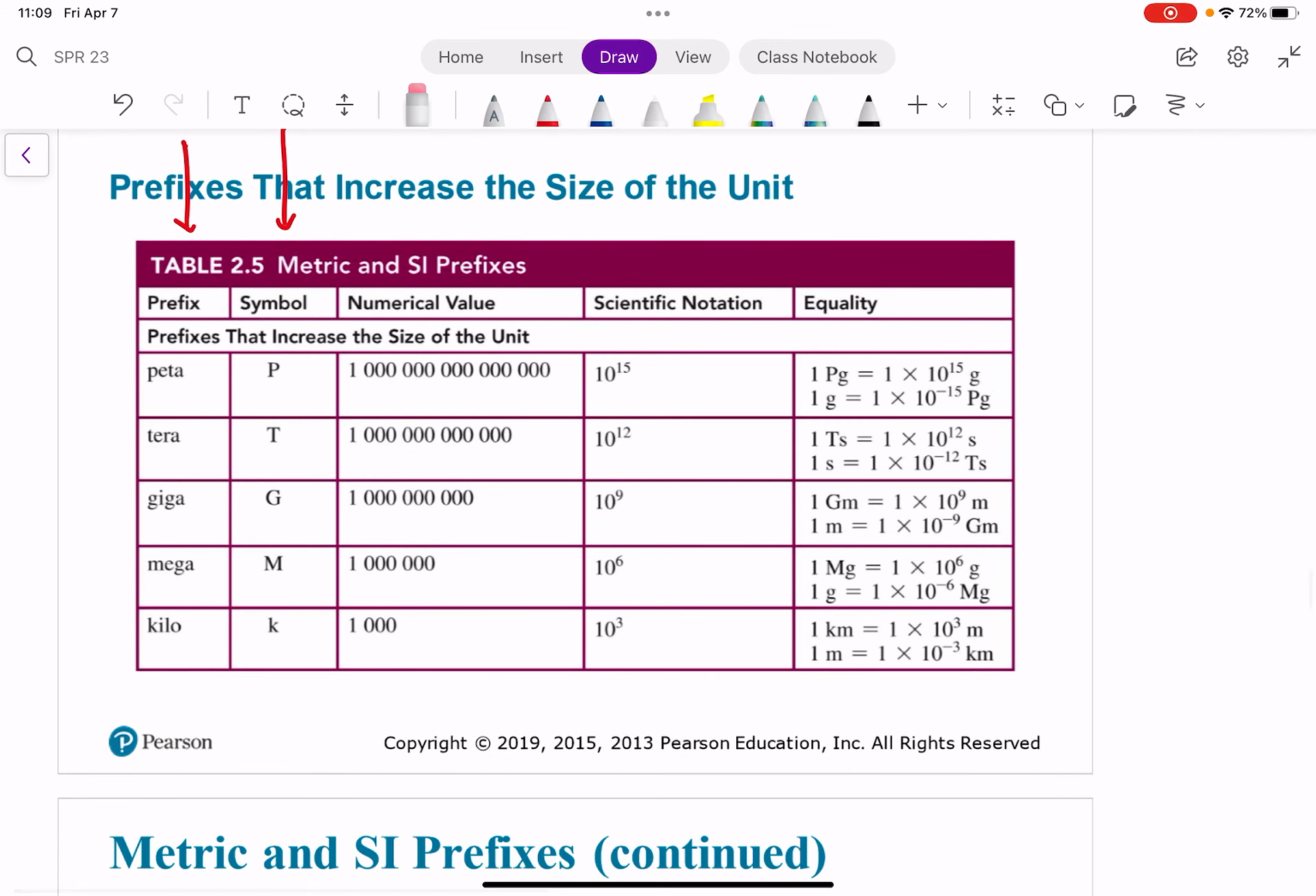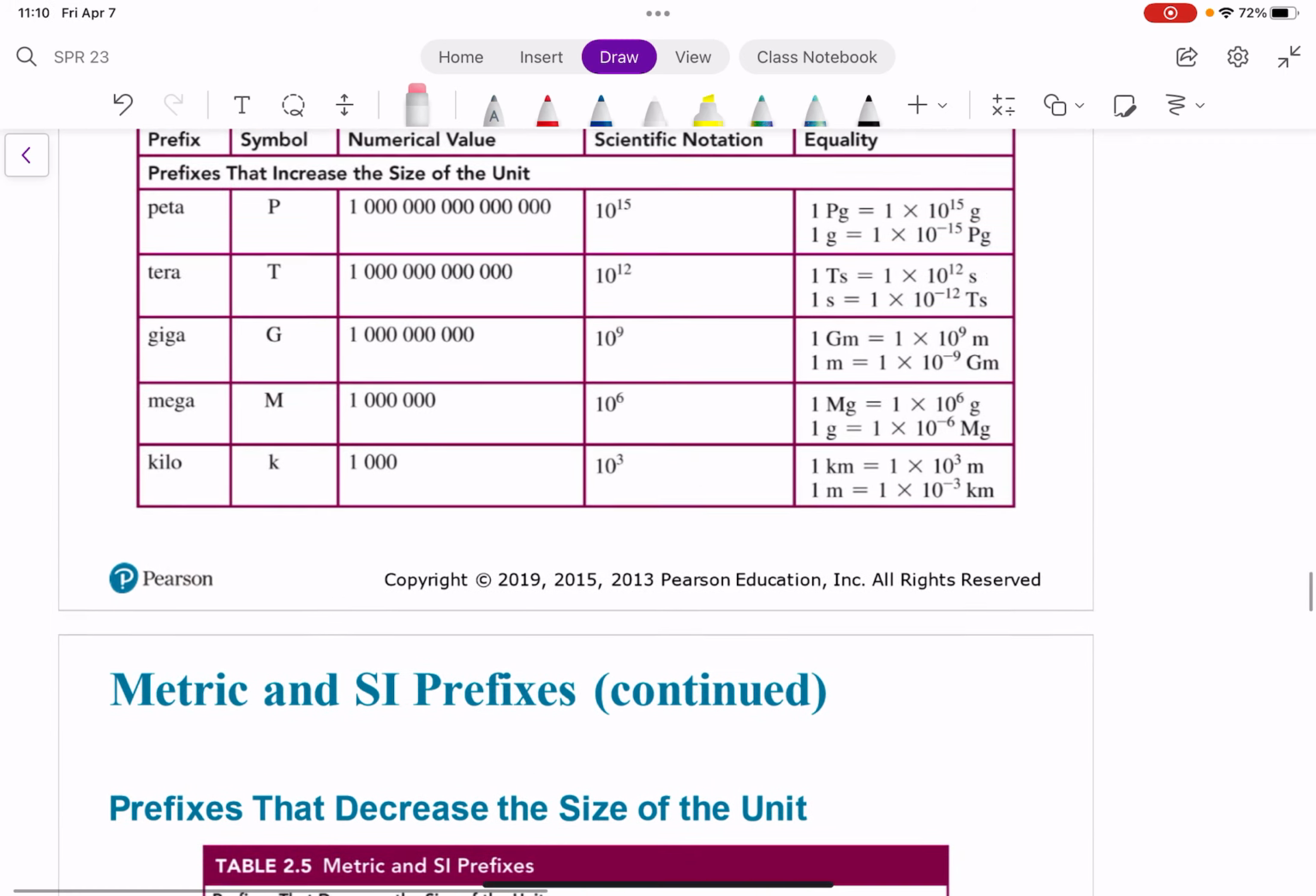All right, let's look at the next column. The next columns are representing the same number in different ways. 10 to the third is the same thing as 1,000. We can say 10 times 10 times 10 is 1,000. So these are represented in scientific notation on the right-hand side and numerical value on the left, but they're representing the same number. That number shows how much larger that prefix is making your unit, since these are the ones that increase the size of your unit, or how much smaller in the case of decreasing.